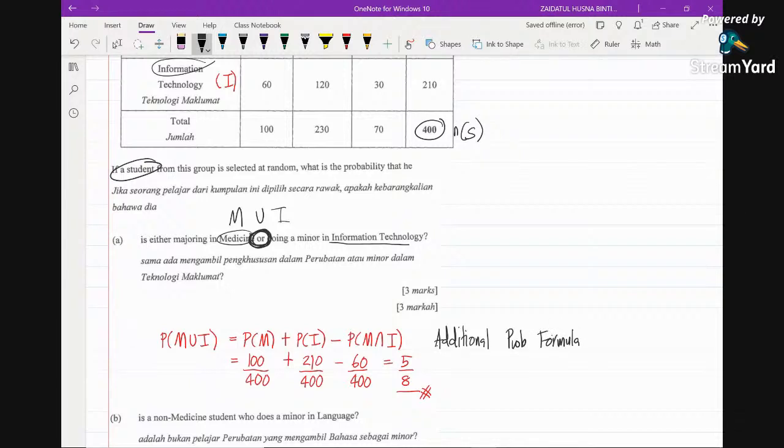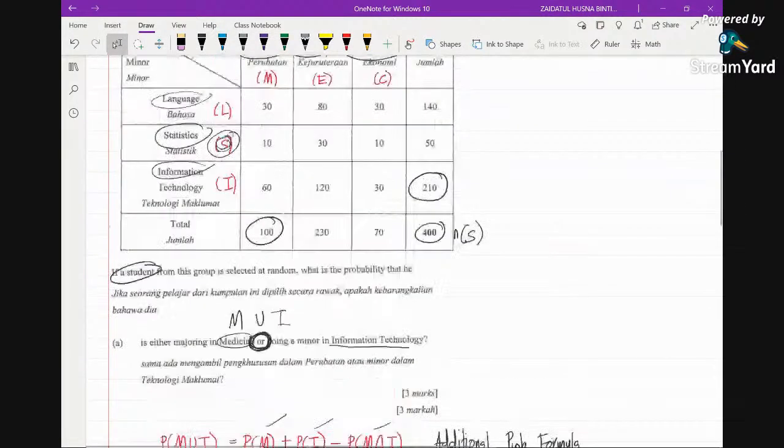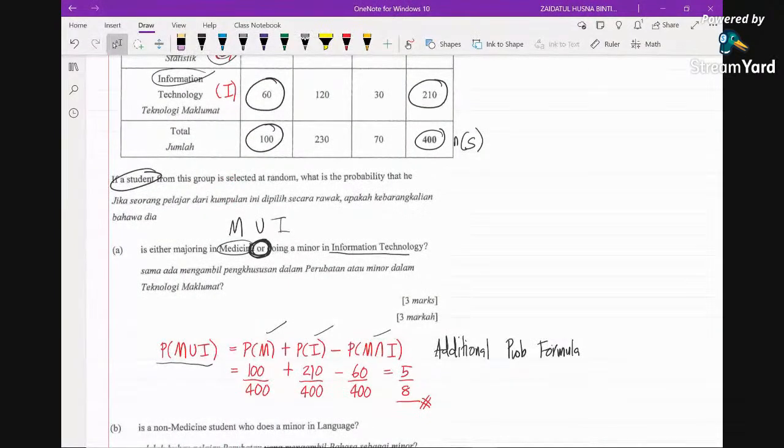By applying the addition probability formula, P(M union I) is equal to P(M) plus P(I) minus P(M intersect I). P(M) you can obtain here: M is 100 over 400. Then P(I) here is 210 over 400, and then minus M intersect I, which is 60 over 400. So you will get the answer 5 over 8. Again, since 3 marks are allocated for this question, make sure you allocate 3 minutes for this.